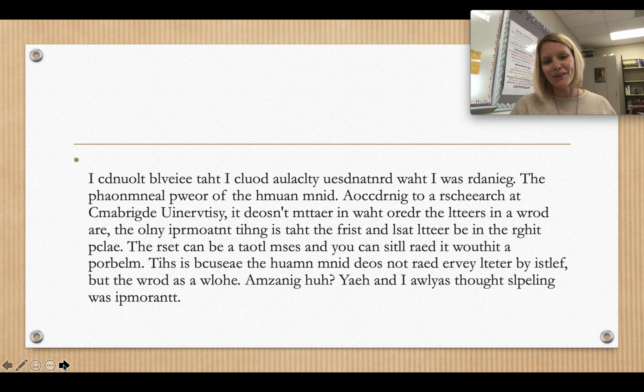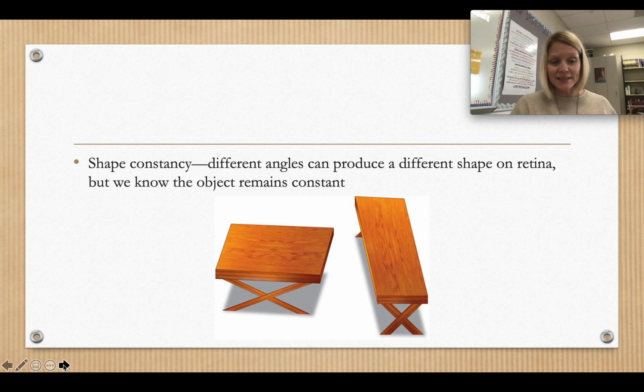Oh, this is kind of fun too. Can you read that? This is all baloney. It's not from Cambridge University, but it is showing you that your brain can perceive things even if they are the wrong words. Shape constancy.